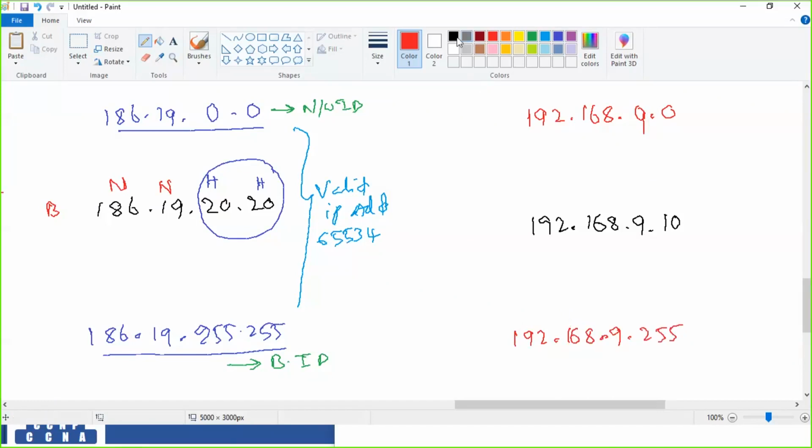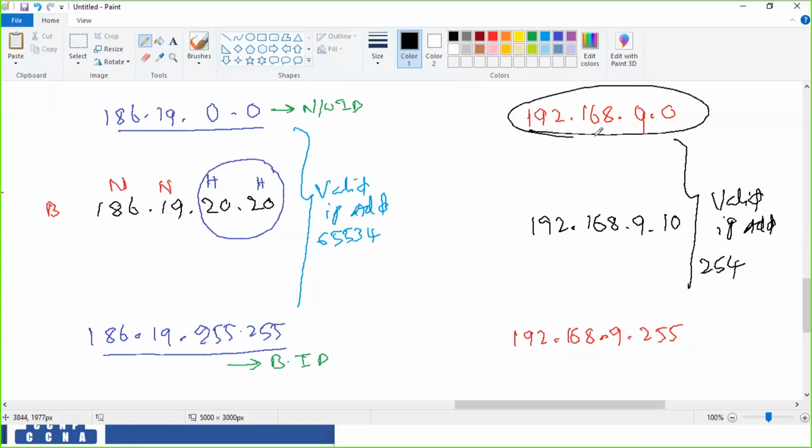192.168.9.255. In between, all IPs are valid IPs. How many valid IPs in between? 254. Plus 2. So can I use 192.168.9.0 for a computer? No, sir. Can I use 186.19.0.0 for a computer? No. Network IDs cannot be used. Broadcast IDs cannot be used. Only the addresses between the network ID and broadcast ID are valid.